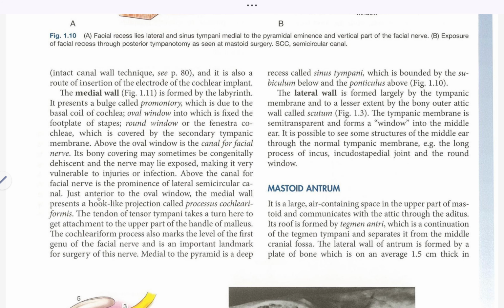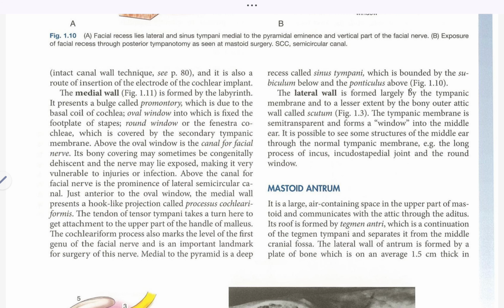Just anterior to the oval window, the medial wall presents a hook-like projection called the processus cochleariformis. The tendon of tensor tympani takes a turn here to get attachment to the upper part of the handle of the malleus. The cochleariform process also marks the level of the first genu of the facial nerve and is an important landmark for surgery of this nerve. Medial to the pyramid is a deep recess called the sinus tympani, which is bounded by the subiculum below and the ponticulus above.